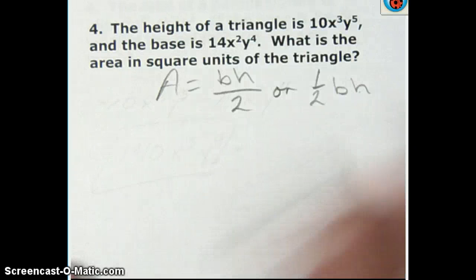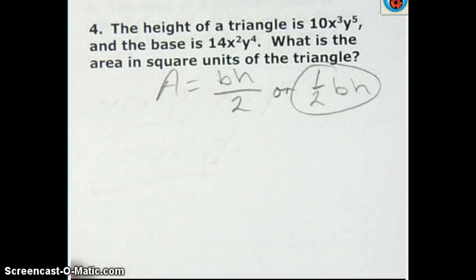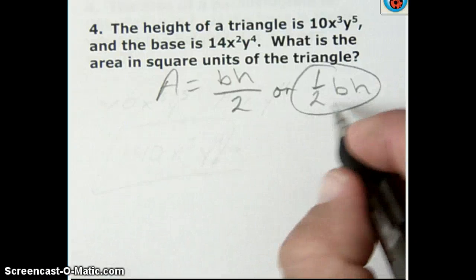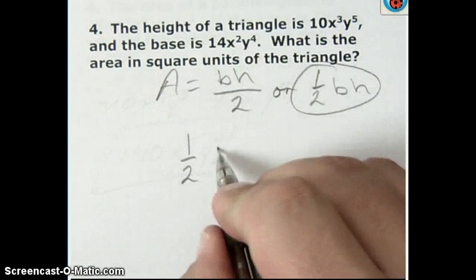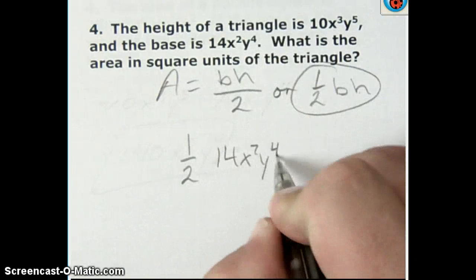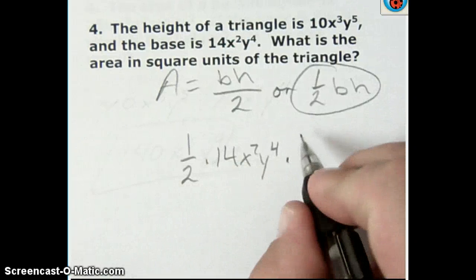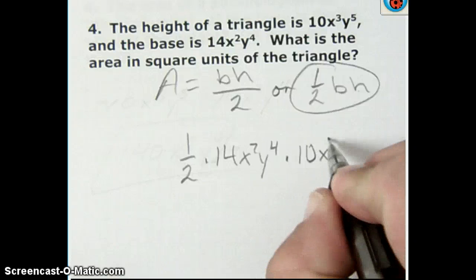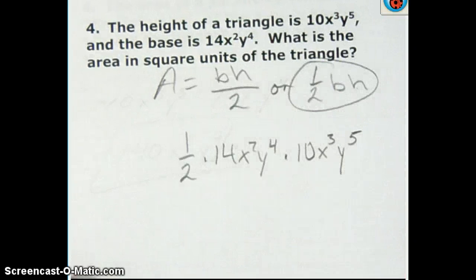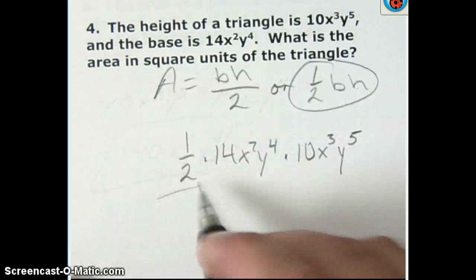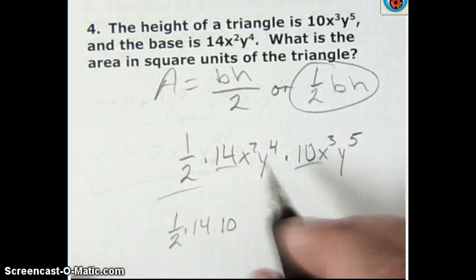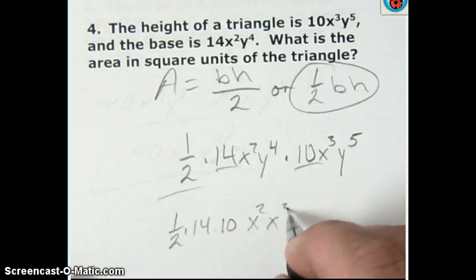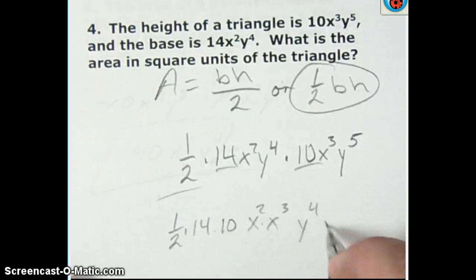So I'm going to use this one. It seems to be a little bit easier. I've shown you a problem kind of like that. So let's use this formula. We're going to have 1/2, and our base is going to be 14x squared y to the 4th, and our height is going to be 10x cubed y to the 5th. Alrighty? So right off the bat, I've got 3 coefficients that need to be multiplied. 1/2 times 14 times 10. X squared and x cubed need to be multiplied. And y to the 4th and y to the 5th need to be multiplied.